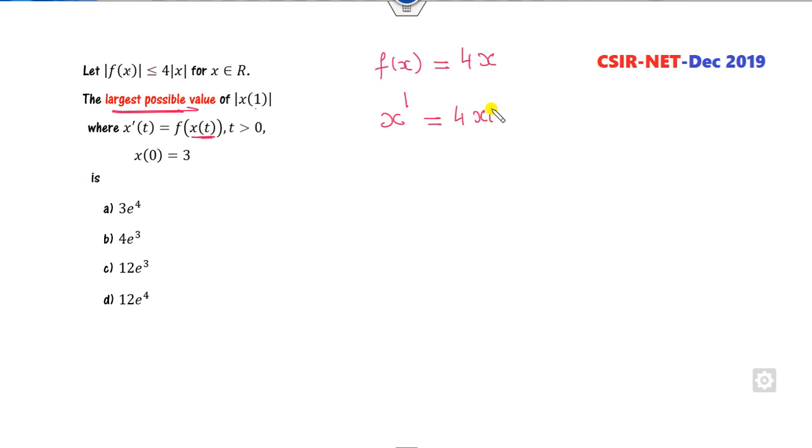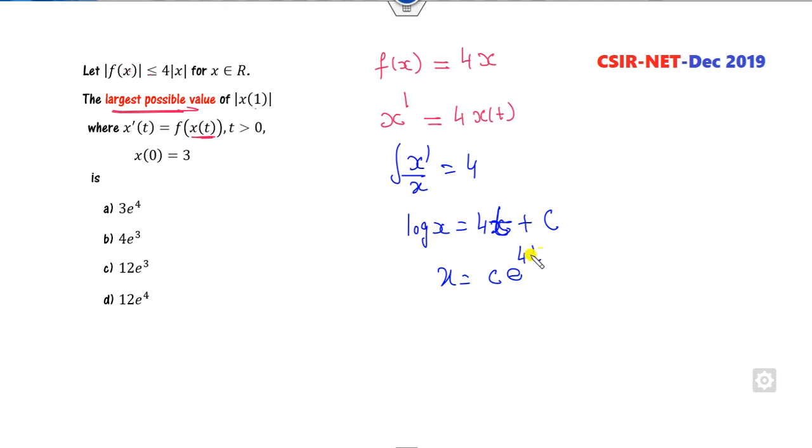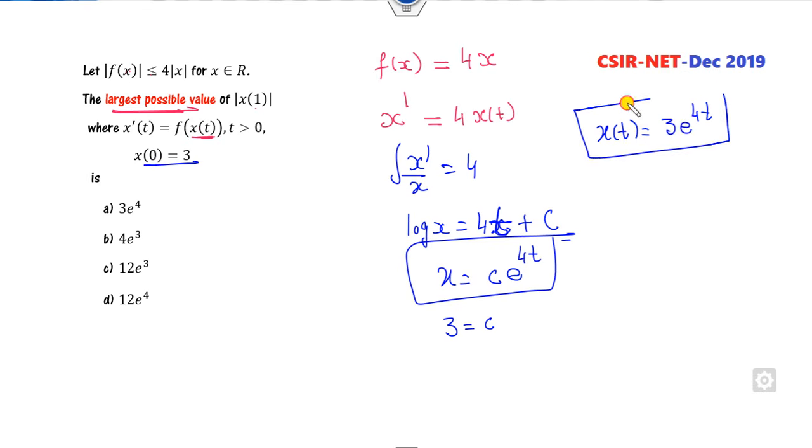4 times x. Fine. Now you can integrate them. What is that? This is log of x is 4t plus c. So x is c e raised to power 4t. X of 0 is 3, so c is 3. So what is the x of t? 3 e raised to power 4t is the right answer. And you get the largest value at 1, so 3 e raised to power 4 is the right answer.